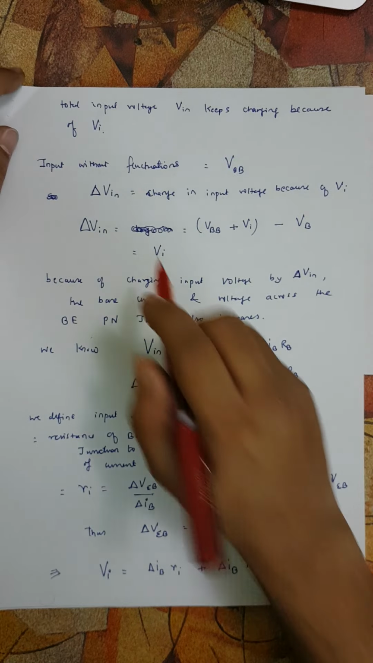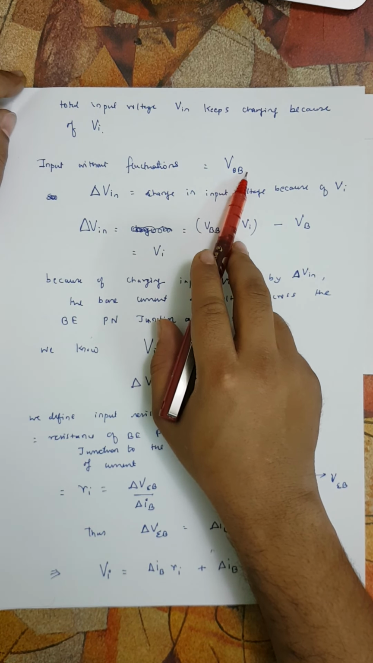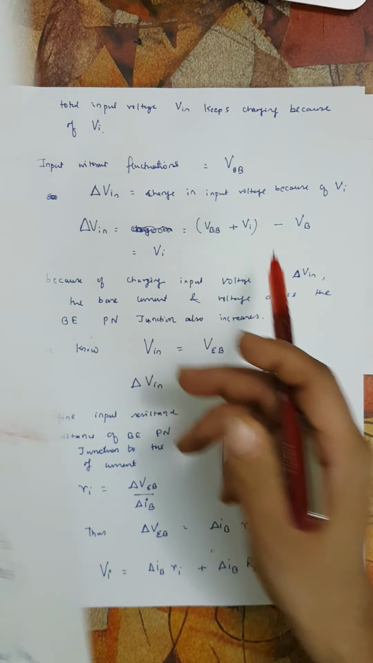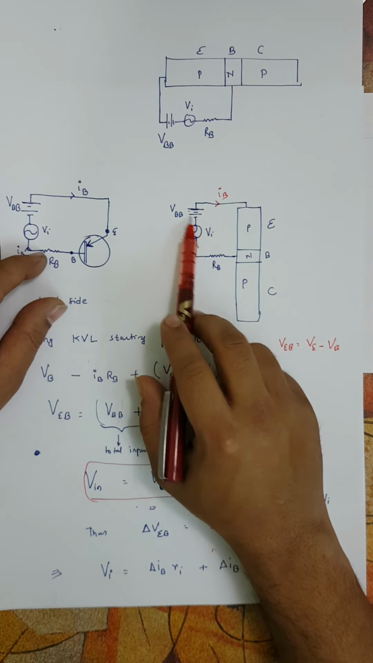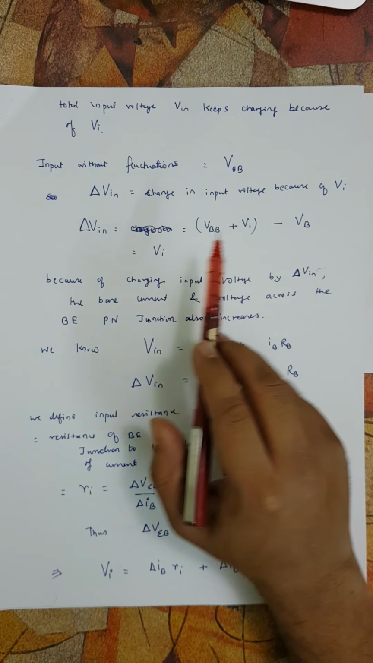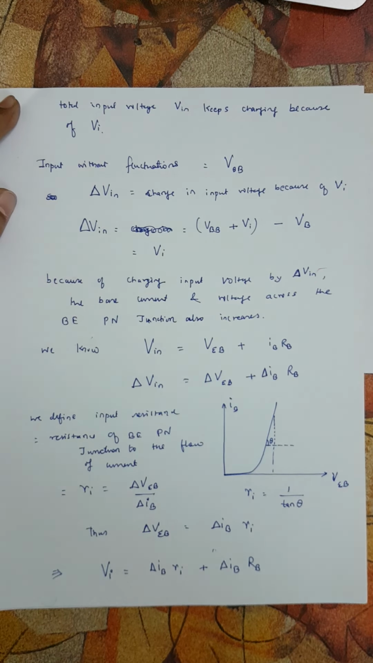Now the total input voltage keeps changing because of Vi. If these fluctuations were not there, the total input voltage would be VBB only. So that's what is written here: the input voltage without fluctuation is VBB. So we can check what is the change in the input voltage because of the fluctuations.